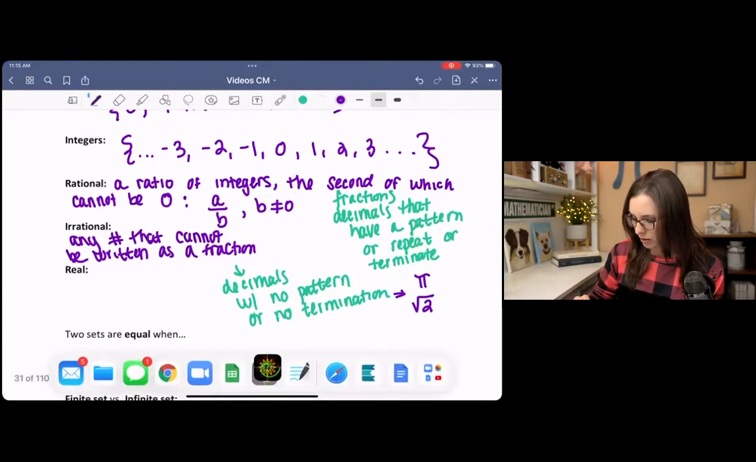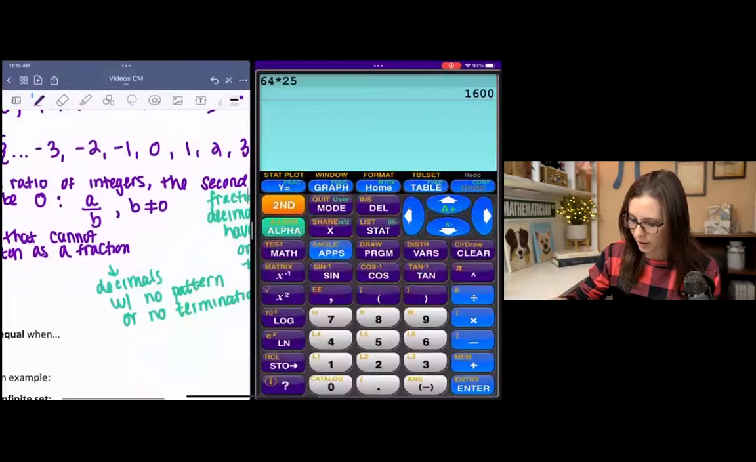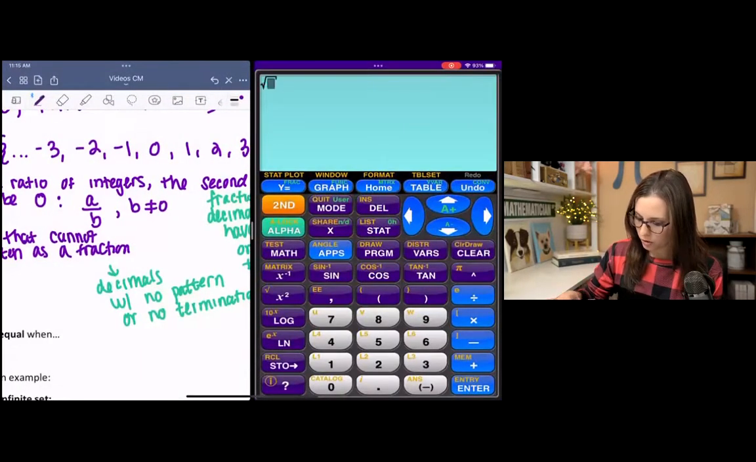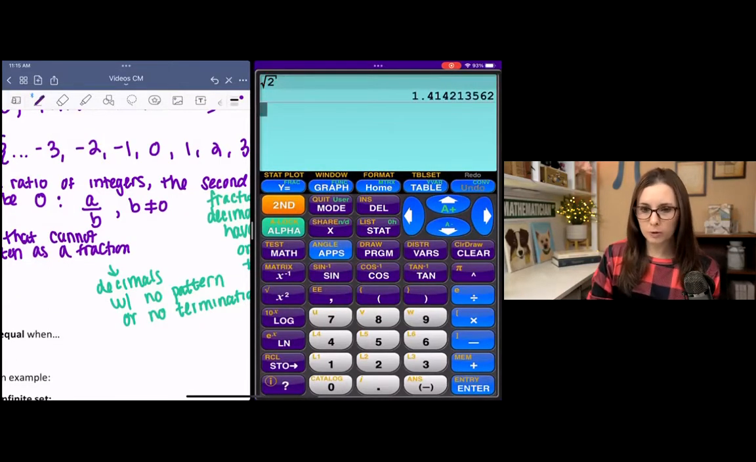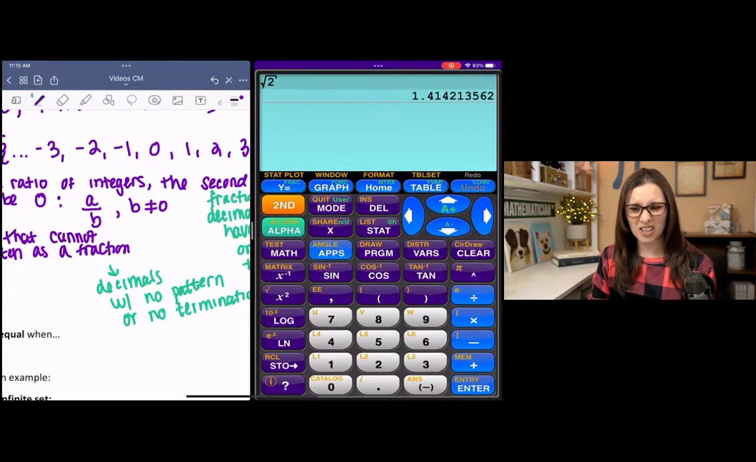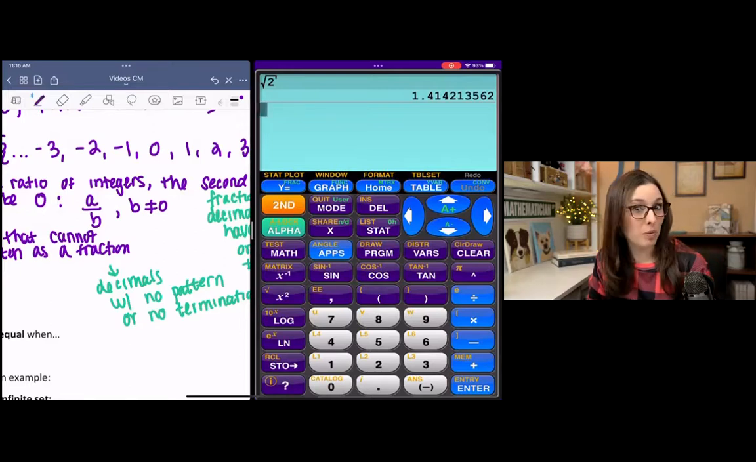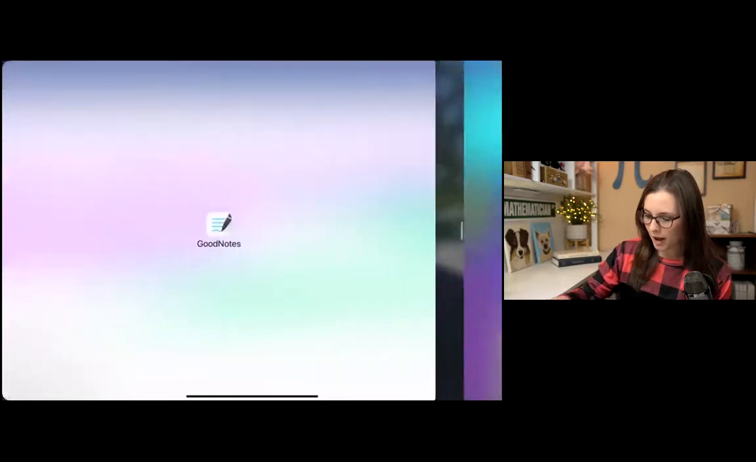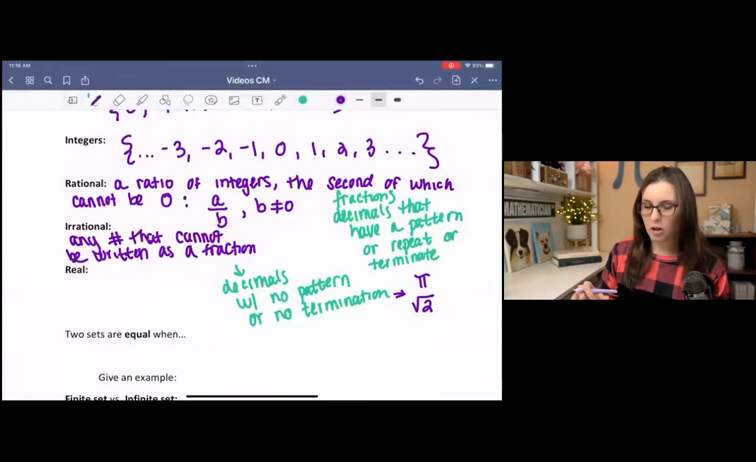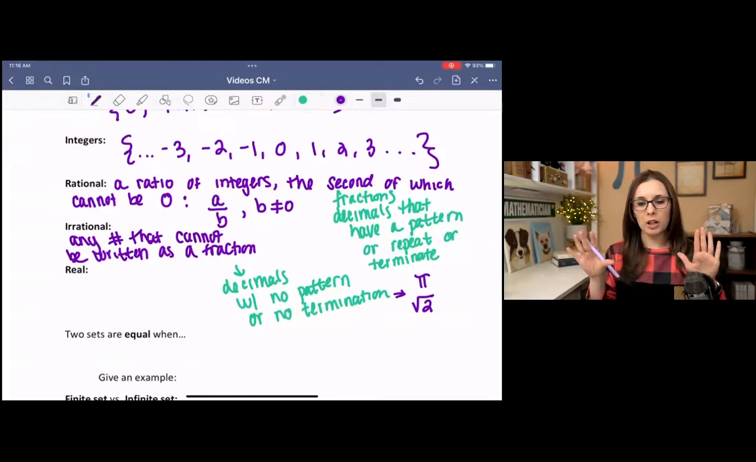Let me show you what that looks like in the calculator. Square root 2. Look at that decimal there, 1.414213562, and then my calculator stops there. So there's not really any pattern. It's just kind of irrational, one might say. It's just kind of yucky. So that's an irrational number. Any number like that is irrational. And those two, rational and irrational, those two sets do not overlap. It's one or the other.